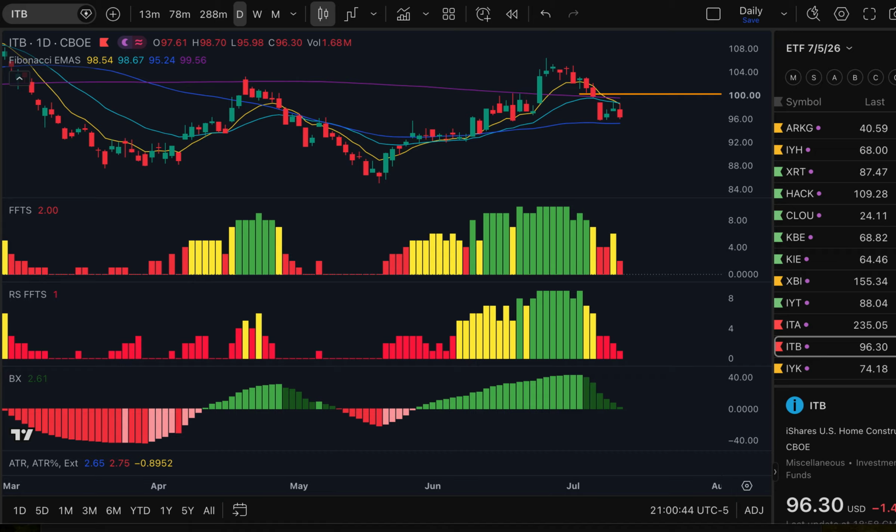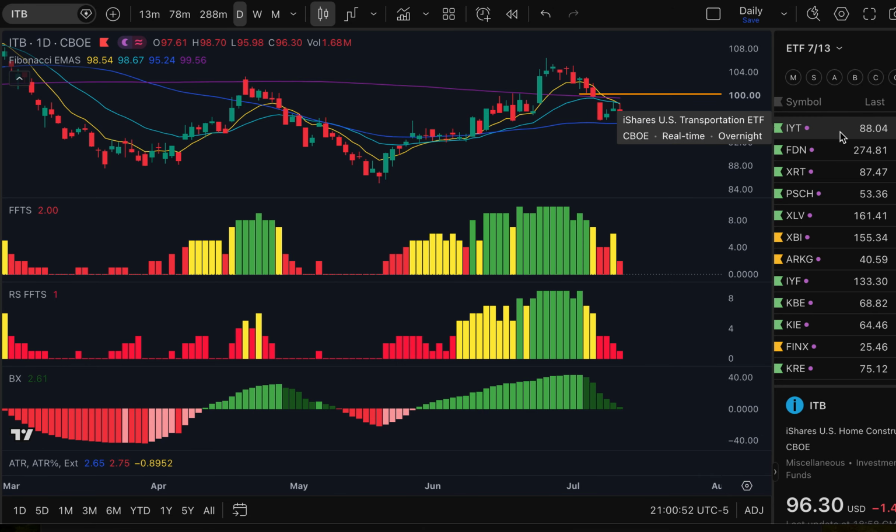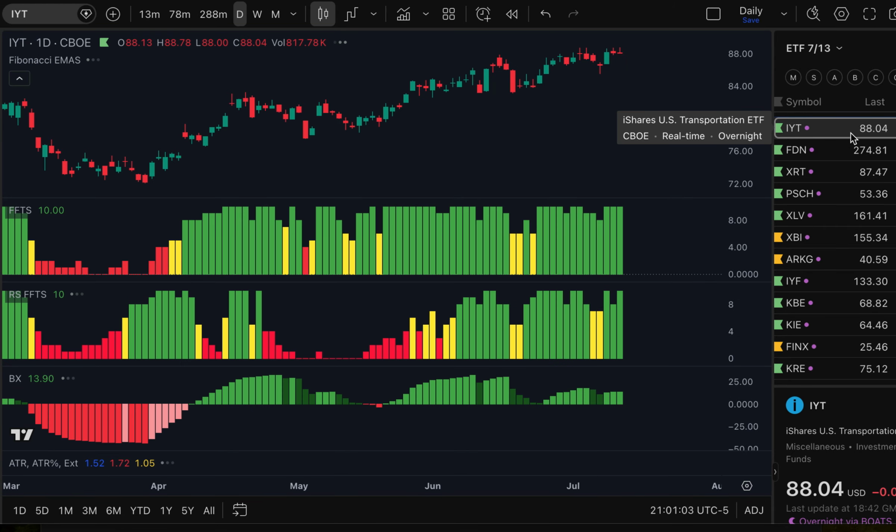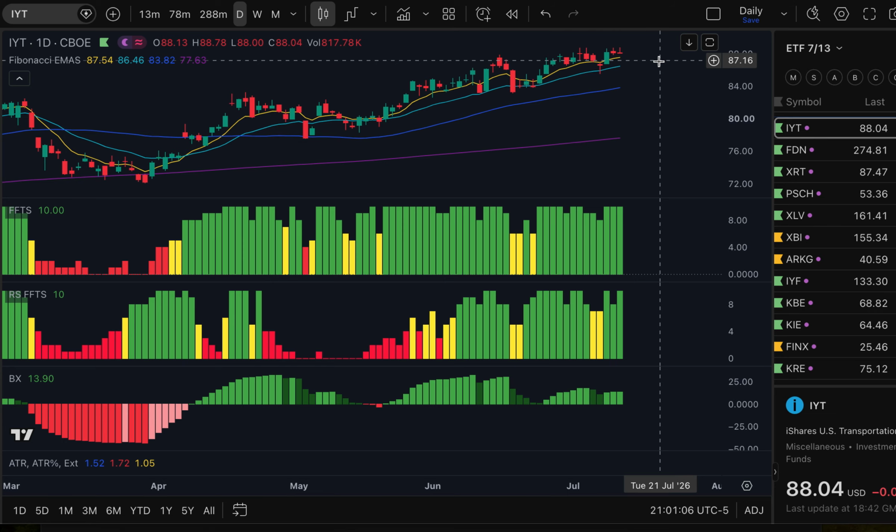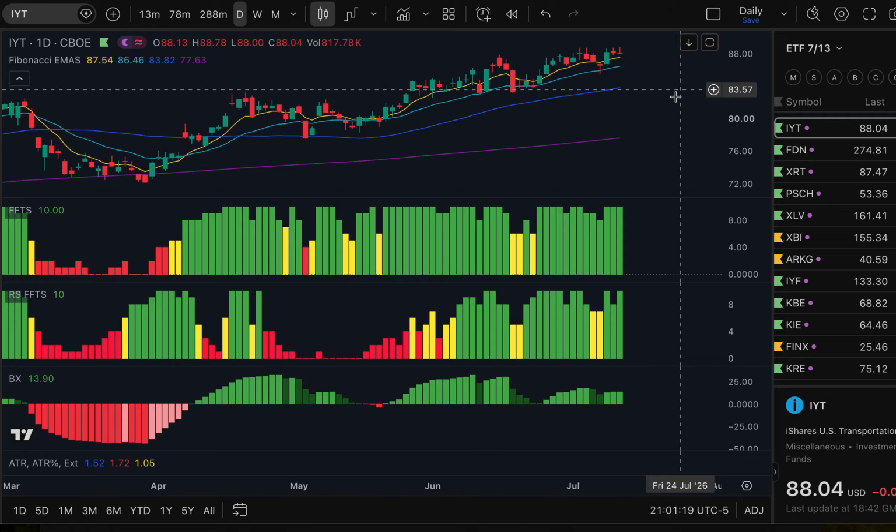So I've selected a new list, and these are mostly from the healthcare and financial sector, except for these first two. The first one, IYT. This is the transportation ETF. It's got a perfect 10 out of 10 on relative strength trend and trend stack, and it has positive increasing momentum. So transportation sector is looking good.